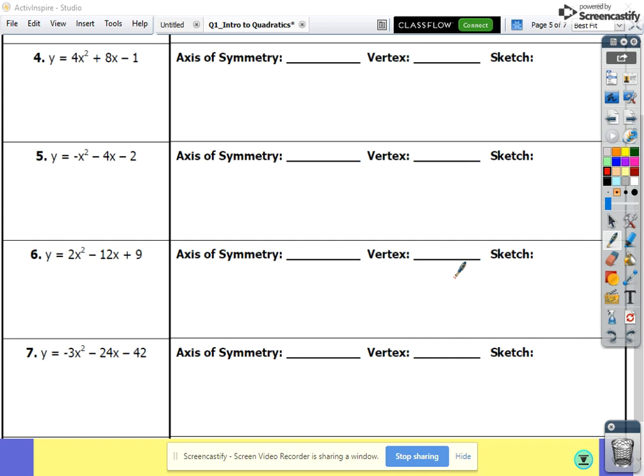Let's do a couple more examples. Example number 4, y equals 4x squared plus 8x minus 1. To find the axis of symmetry, find the opposite of b and place it over 2a.